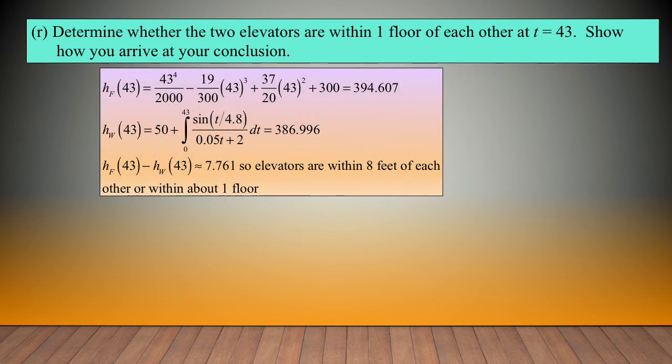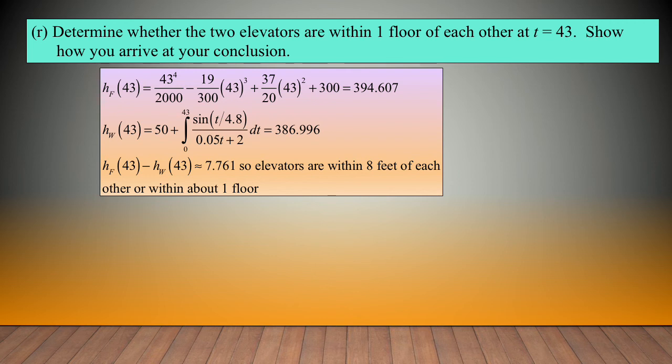We find the heights of the two elevators in different ways. We have a statement for height for the freight elevator. So HF of 43 is simply 43 to the fourth over 2,000 minus 19 over 300 times 43 to the third plus 37 over 20 times 43 squared plus 300, and we get 394.607.